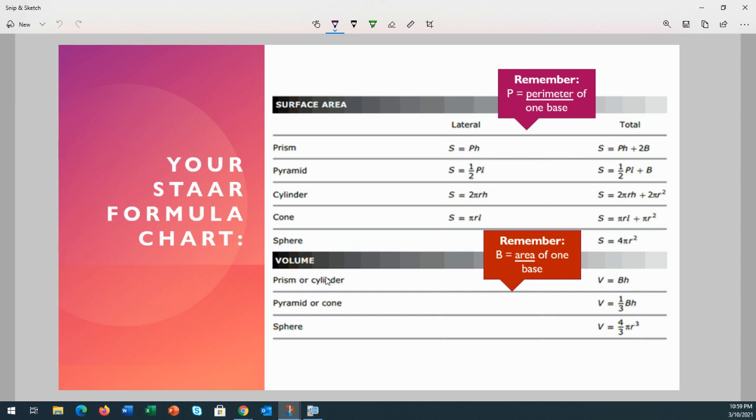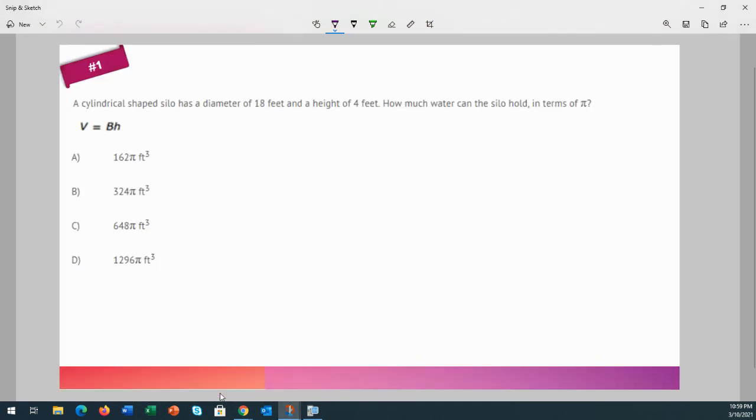And then you need your volume formulas for a prism, for a cylinder, for a cone, for a sphere, all of these that we've been using the past couple weeks in class. And don't forget on this one, when you see that capital B, it means the area of one base. All right, that being said, let's dig right into the test.